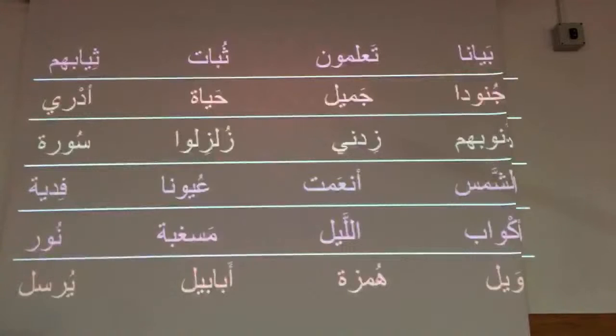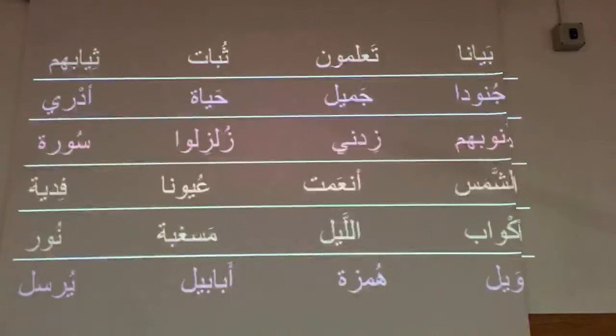The next one, we have a hamza. Remember, it's not called alif, it's called a hamza, because when alif has a fatha, it's actually a hamza. Do you understand? So we have hamza with a fatha, ba with a fatha, and afterwards, ba with a kasra. So, ababil.